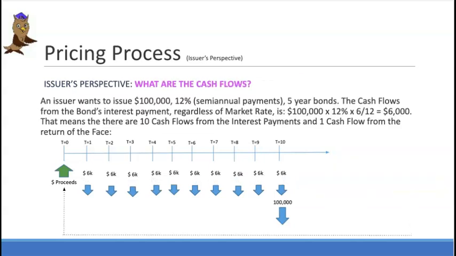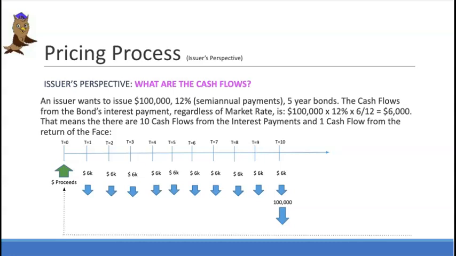Next, let's discuss what are the actual amounts of the cash flows. Let's assume the following are the terms of the bond contract. The contract rate is 12% per year. Interest payments are said to be made every 6 months, or semi-annually, and the face amount equals $100,000.